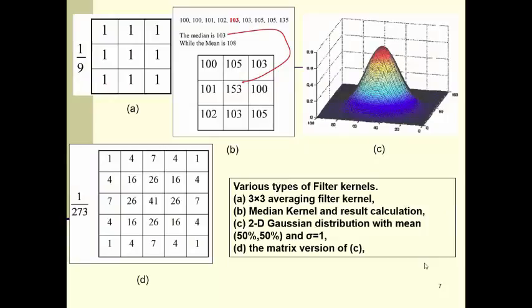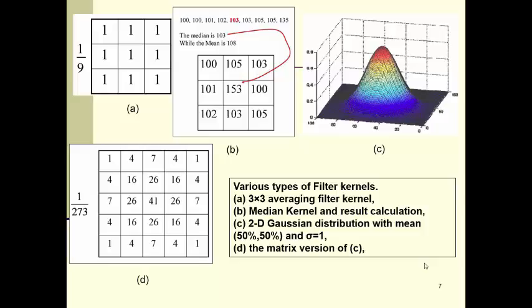Why do we divide by 273? It is the total, exactly. Because if you look at the averaging or even the Gaussian smoothing filter, you will find that the values that exist in the different locations, if I sum them up, should sum up to 1.